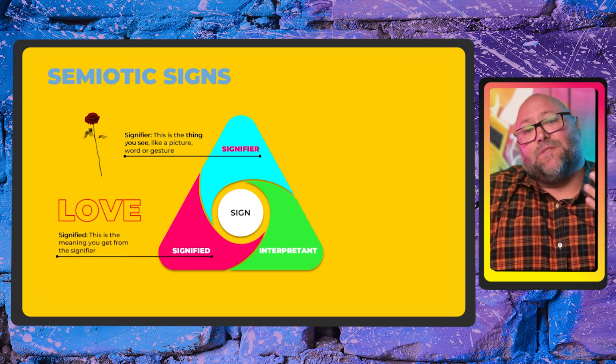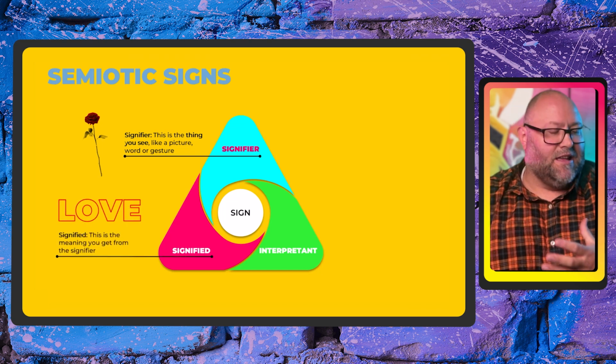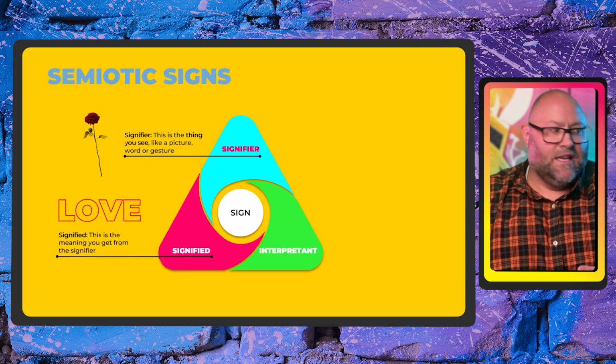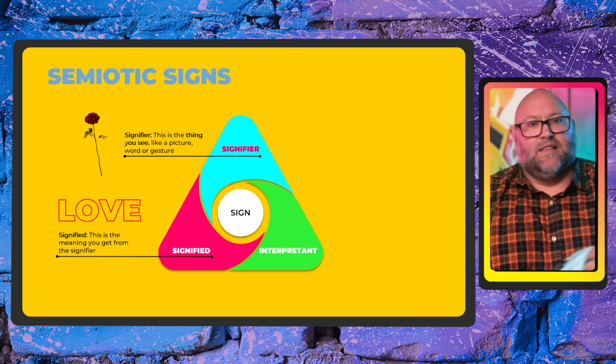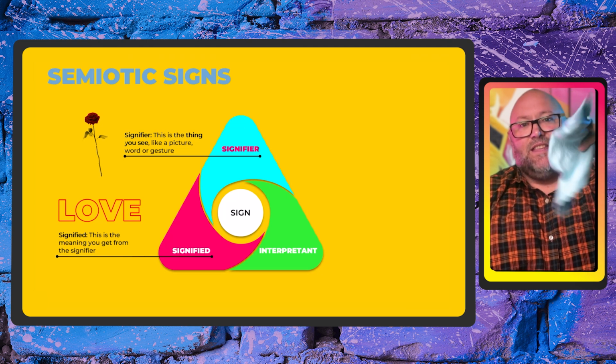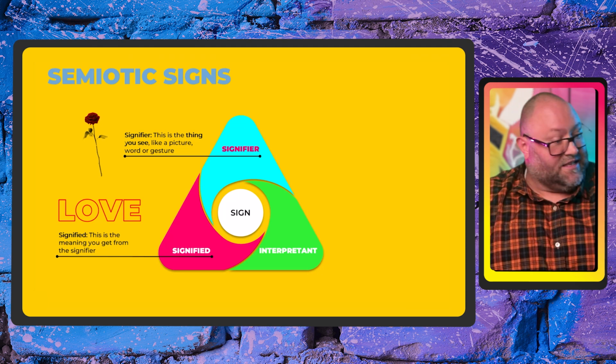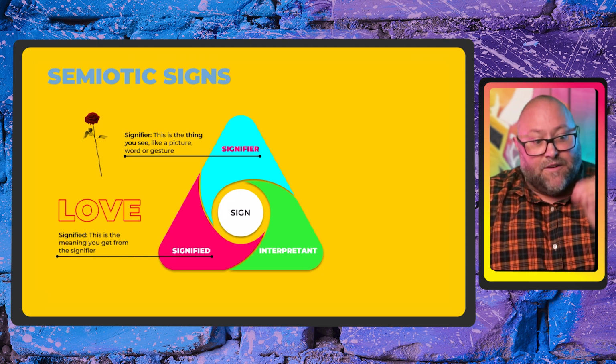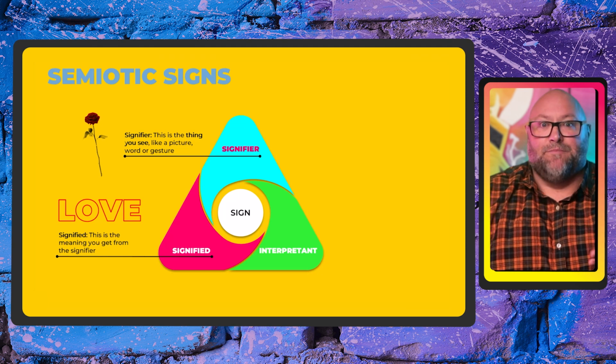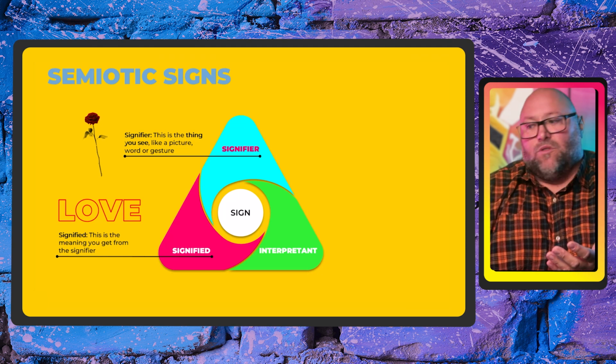Then it's got something that's signified, so it's got to carry some kind of meaning with it. So if I pick up this thing that I clean my glasses with, this rag, this isn't a sign because it doesn't mean anything. It's got nothing to it other than it's a rag. Whereas a rose has meaning. We've attached some kind of importance to it.